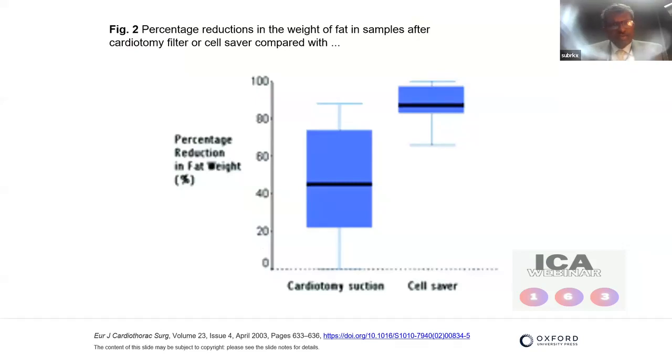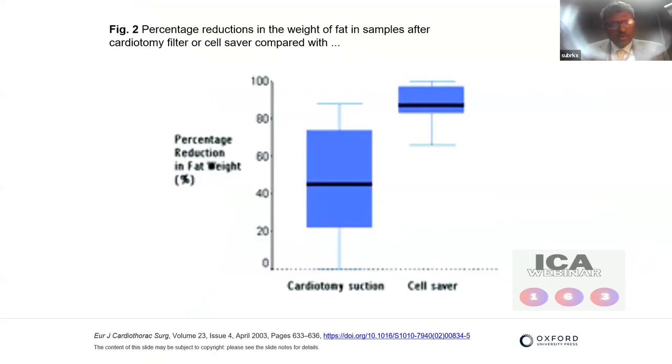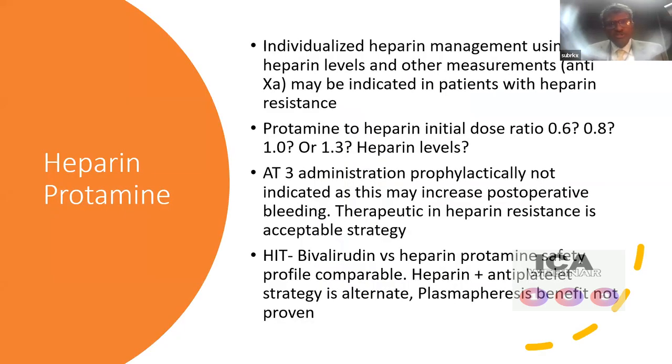This is a study where they have shown that using a cell saver during the case rather than cardiotomy suction, the percentage reduction in fat weight is very, very high, 87% in cell saver use compared to cardiotomy suction. What that means is if you use the cardiotomy suction, you are going to have more inflammatory mediators, more fat elements. So that will cause an increase in transfusion requirements.